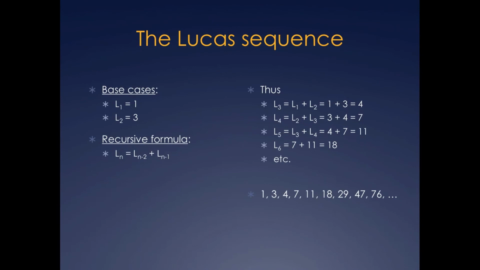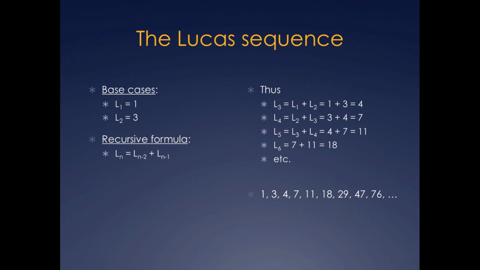One last example in this lecture, and I'm going to now talk about a different sequence. This one is called the Lucas sequence. It looks like Lucas, but in fact it's named for a Frenchman, so we pronounce it in the French manner. It's the Lucas sequence. And again, there are two base cases. The first term, L1, is 1. The second term, L2, is 3. The recursive formula again says Ln equals Ln minus 2 plus Ln minus 1. In other words, you get a term of this sequence by adding the previous two terms.